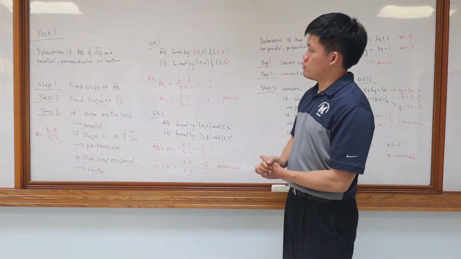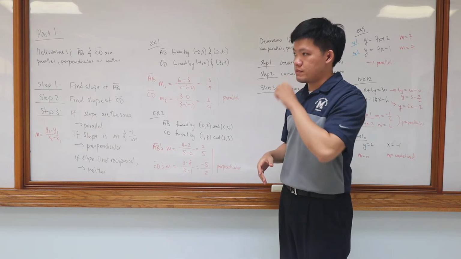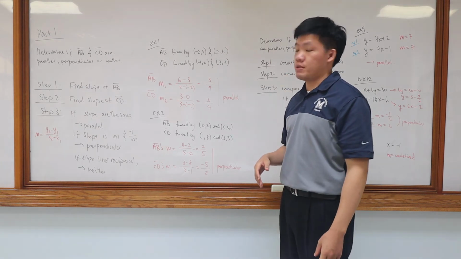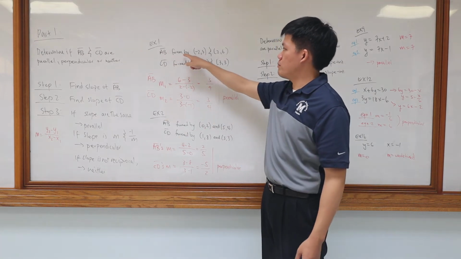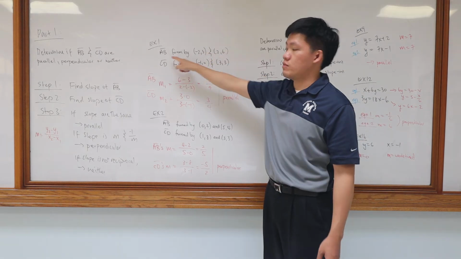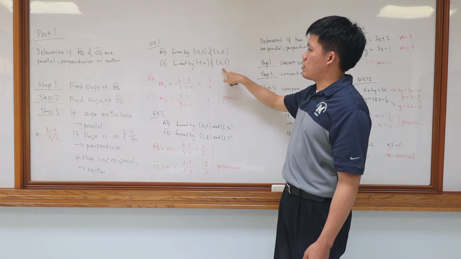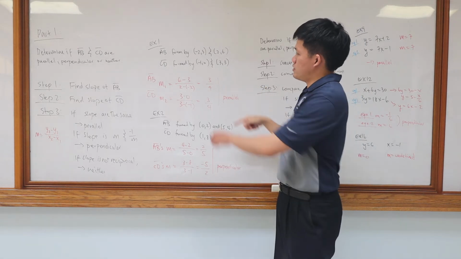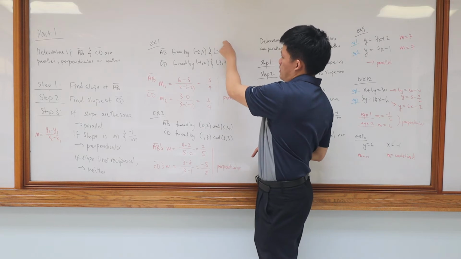So the first example from this handout that Mr. Pittman's going to give you. For this example, AB is formed by points negative 2, 3, and 2, 6. So those are the 2 points that form line AB. And then CD is formed by negative 1, 0 and 3, 3, so this is point C, point D.